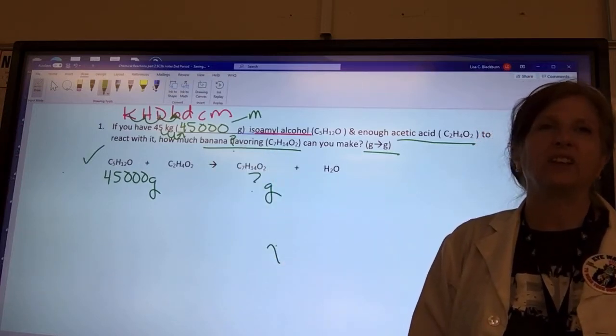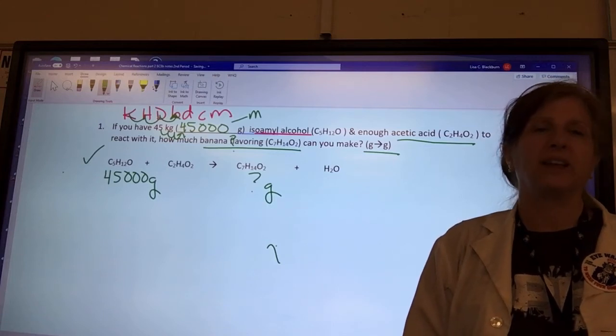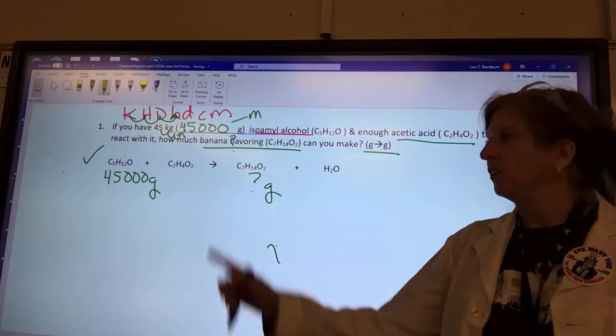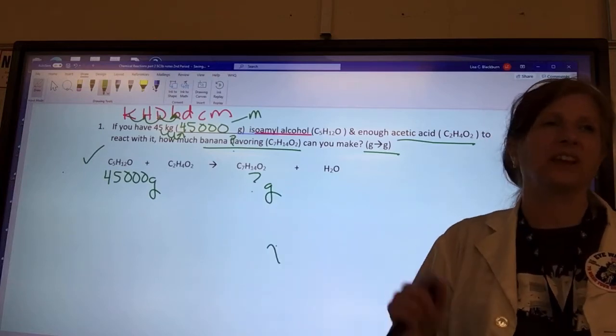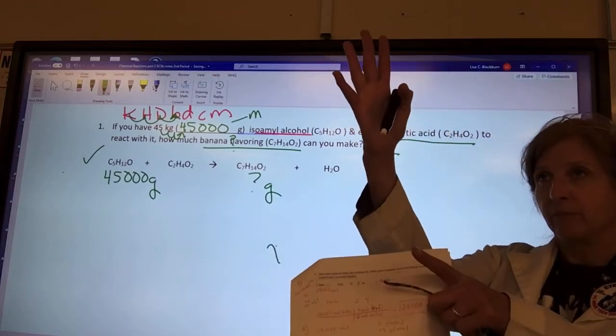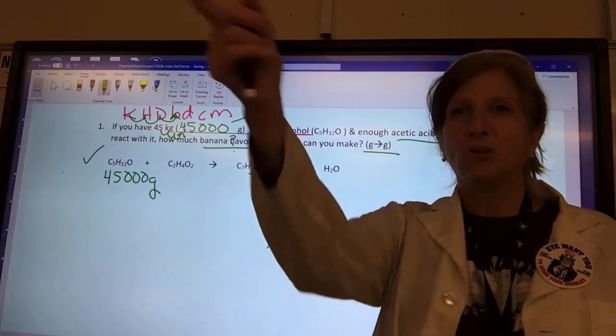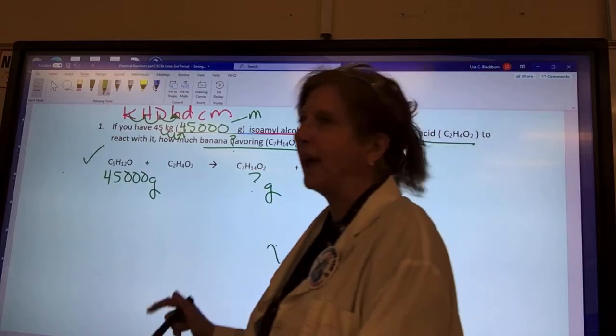What's the next thing to do looking at your notes? What did I say to do next? No, we already balanced it. Next, we write our knowns and unknowns. What's the next thing? Write down the molar mass, okay?